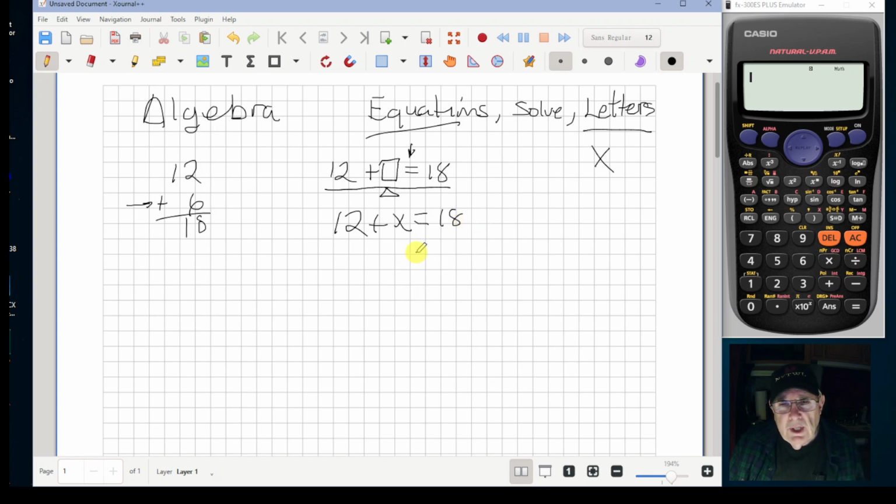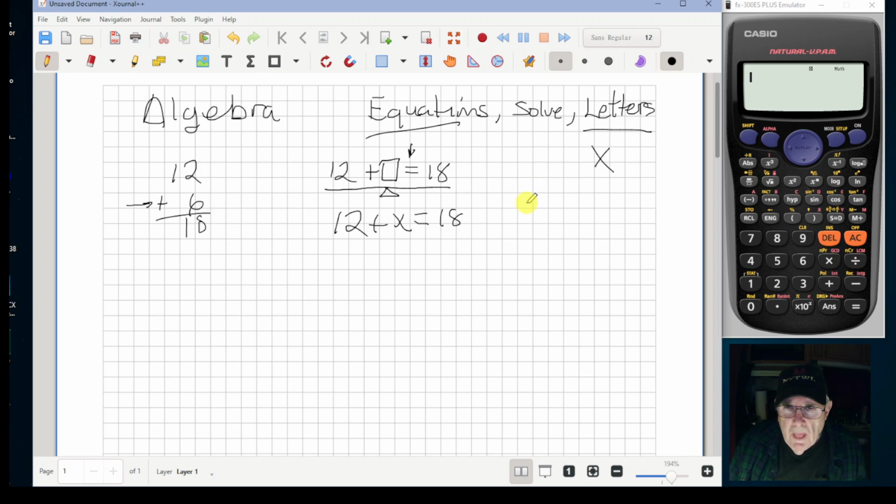And I've had students say at this point, well, I don't understand that. I can add these numbers over here, I can do this all day long, but I don't know how to add X to 12 and get any kind of a meaningful idea. It just doesn't compute. And you're absolutely right. It doesn't. We're not going to add this letter to this 12.